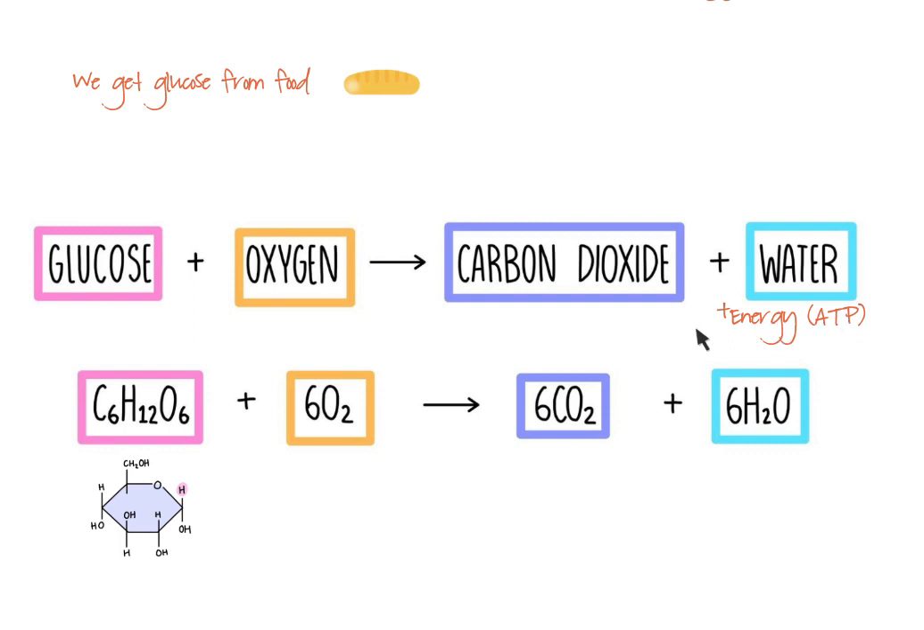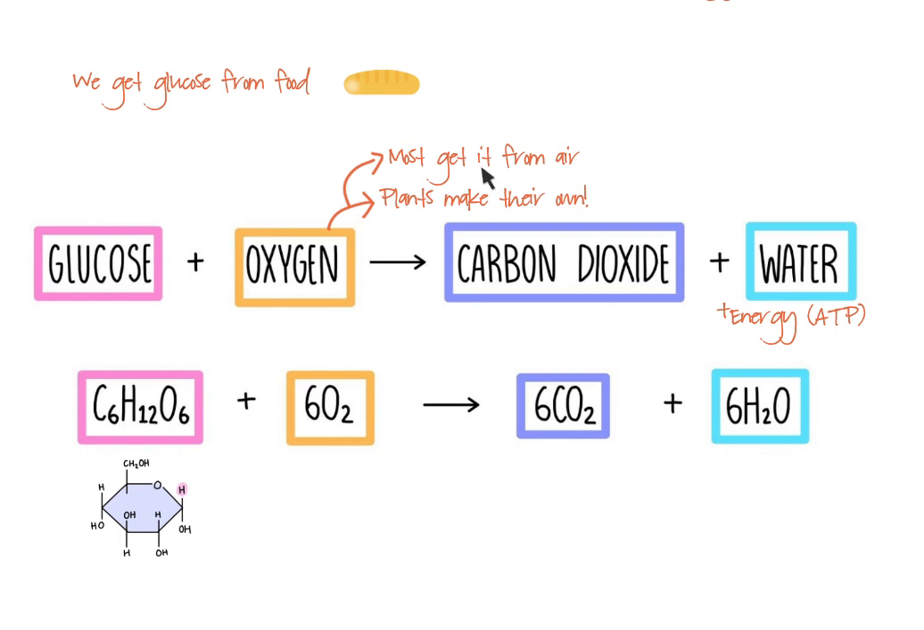But what about oxygen? How do we get oxygen? The second reactant needed to oxidize glucose. Most living organisms can't really make their own oxygen, with plants, of course, being a notable exception. So they get the oxygen they need from the air that they breathe.